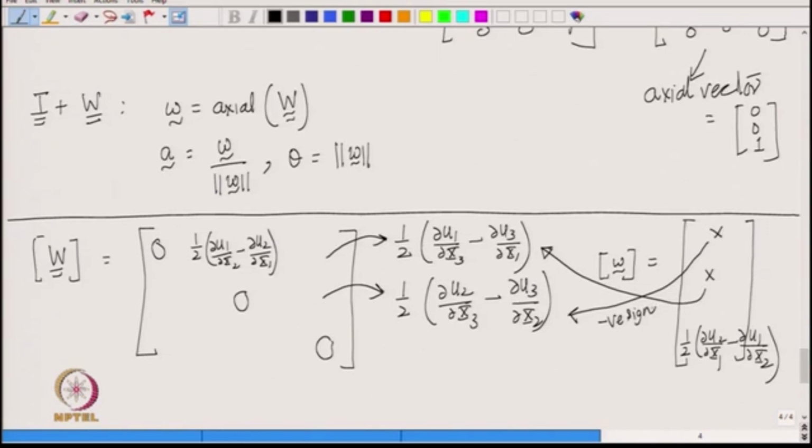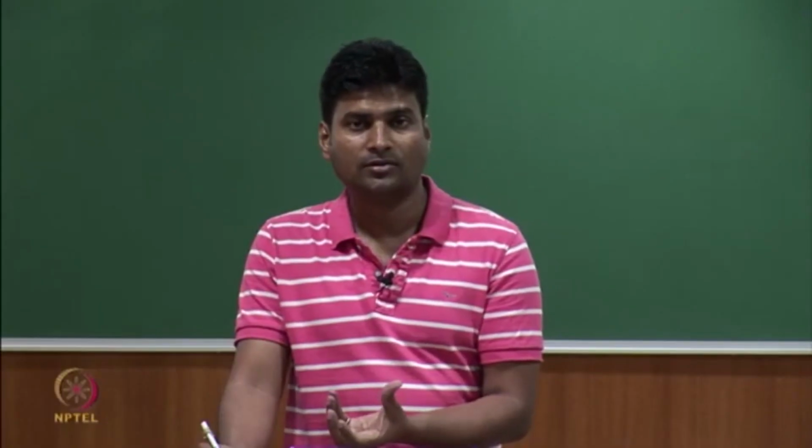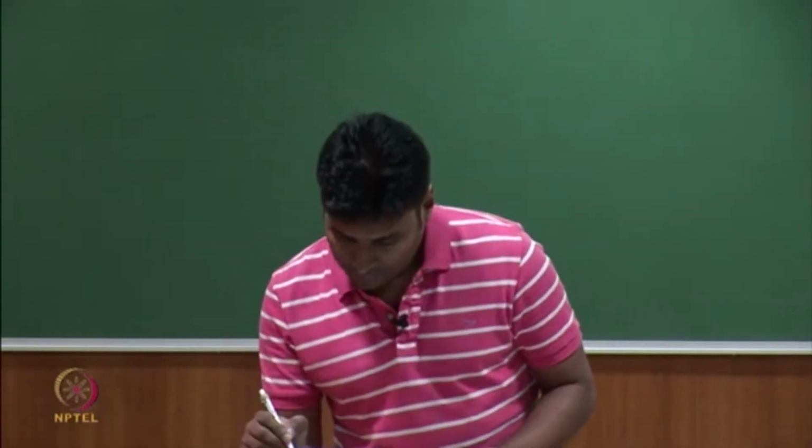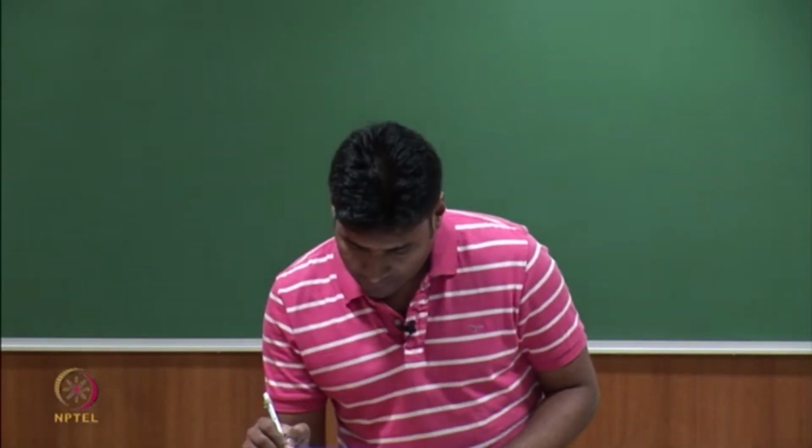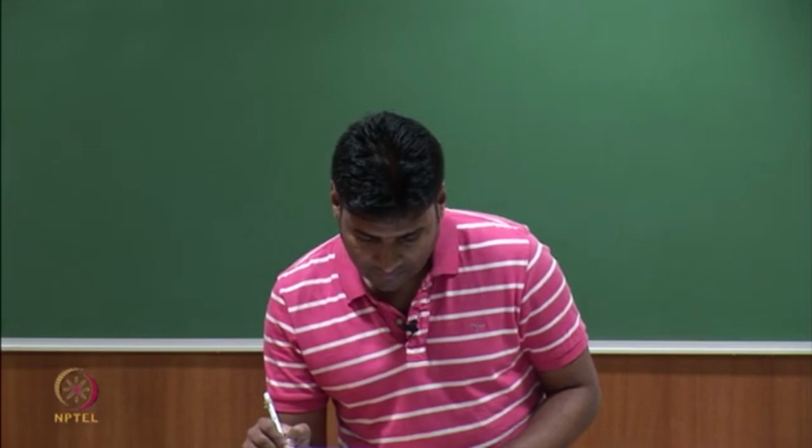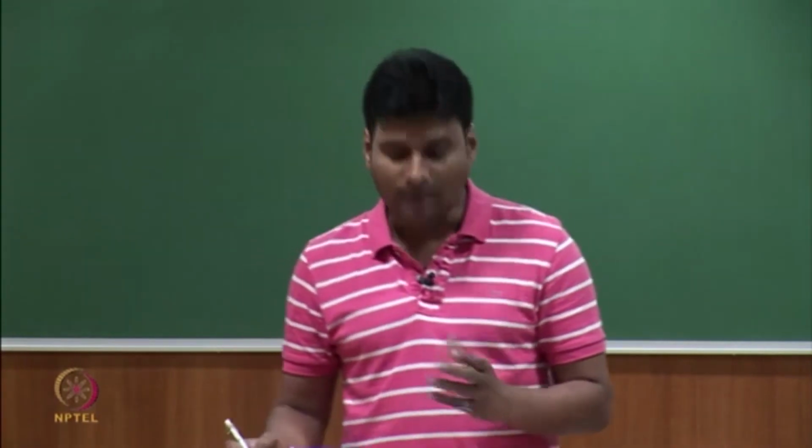Okay, so that is how you can get the axial vector. And when you take the unit vector corresponding to this axial vector, so if you divide by the magnitude, you get the axis of rotation, and then the magnitude itself, that would be the angle of rotation, right? Quite simple. Think of a simple example.